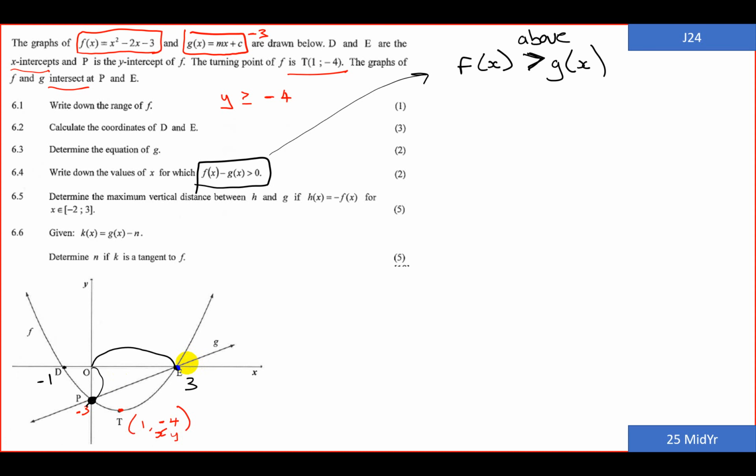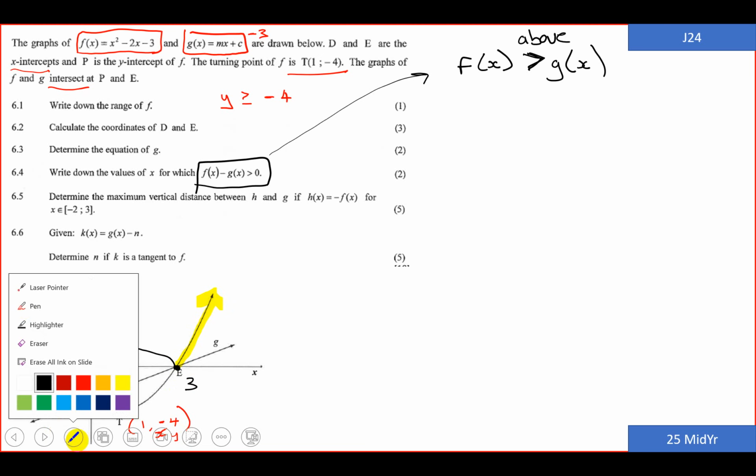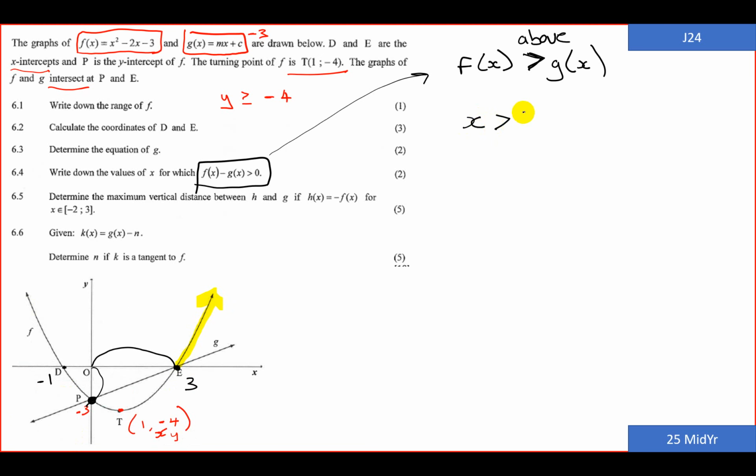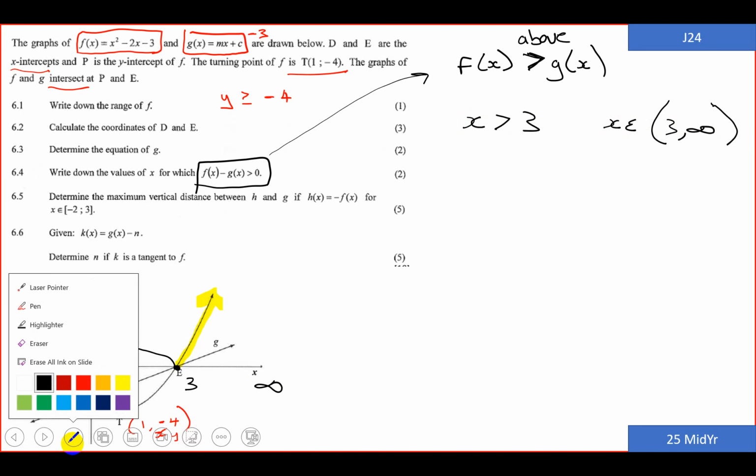So we'll notice that at the point where they intersect, the point E, from that point f is above g. So there's my first answer that I want to write down. That's actually x greater than 3. You can write it in interval notation, which will be from 3 going to infinity. In other words, x is an element from 3 to infinity. We cannot include 3, there's no equal to sign, and we cannot include infinity. So that's our first one.